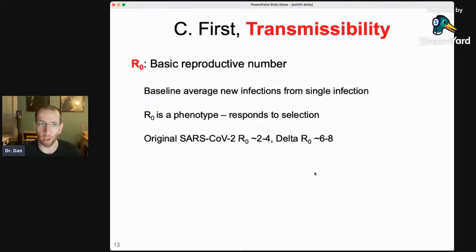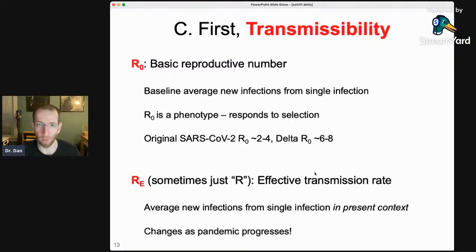We don't know exactly where it is. Who knows? Tomorrow we can learn that it's 10 or that it's 4. But speaking tonight, we're going to say 6 to 8. The big takeaway is that Delta is more transmissible than the original variant, variants plural.